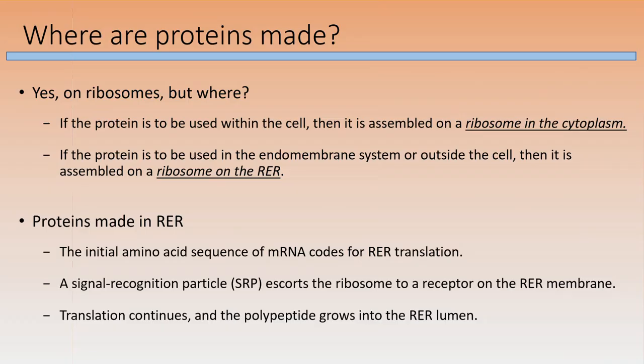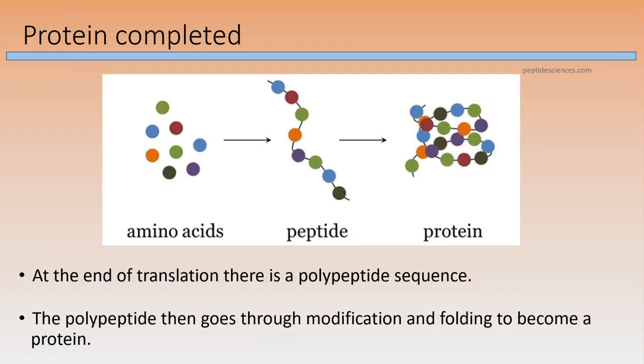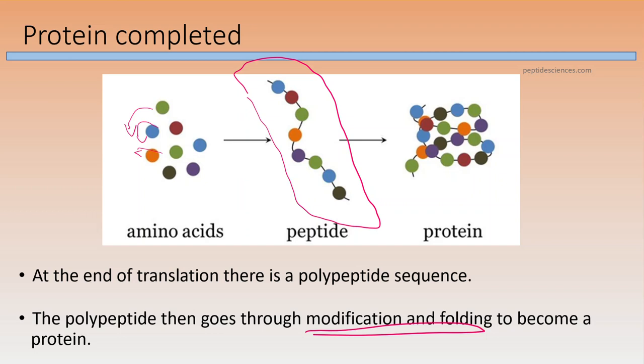But that does not mean that you have a finalized protein. What you have left is a finalized polypeptide. Okay? And that finalized polypeptide will have to go through a few transformations before it can go any further. So at the end of translation, there is a polypeptide sequence. This is your polypeptide here. So you attach these amino acids with the tRNAs in a specific order, reading the mRNA molecule to form your polypeptide. Your polypeptide then has to go through modification and folding to finally become a protein.